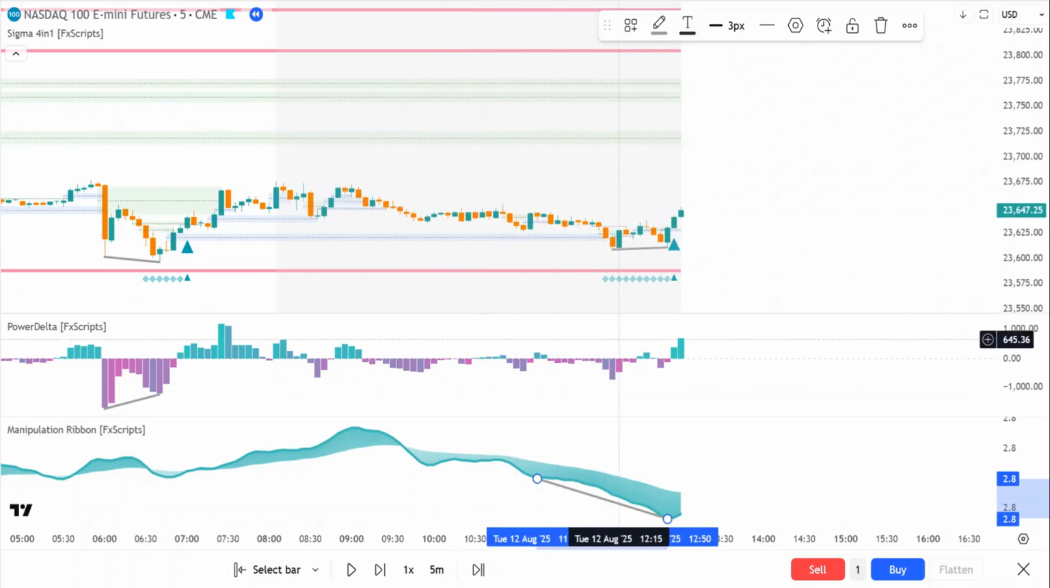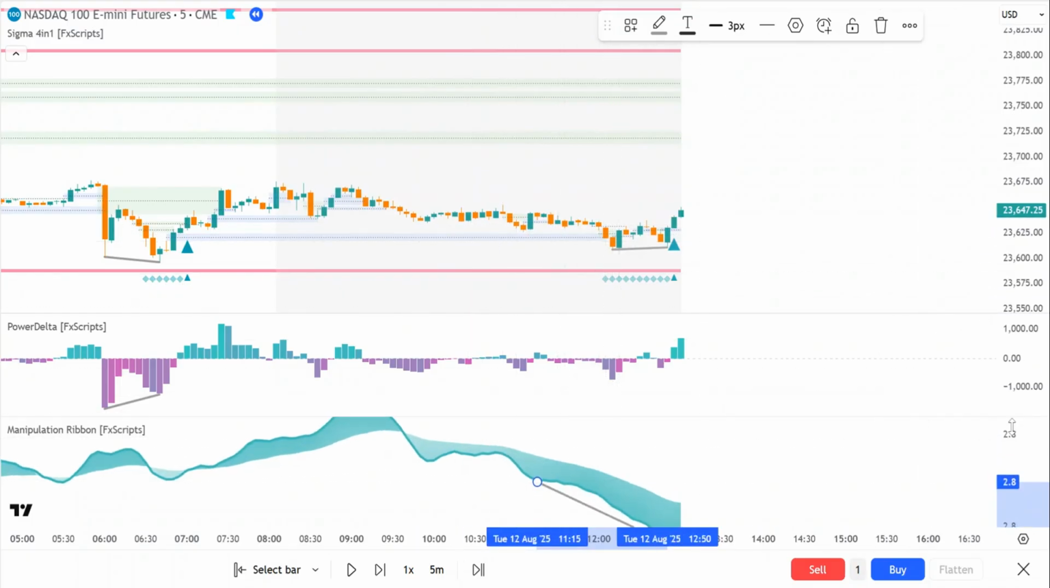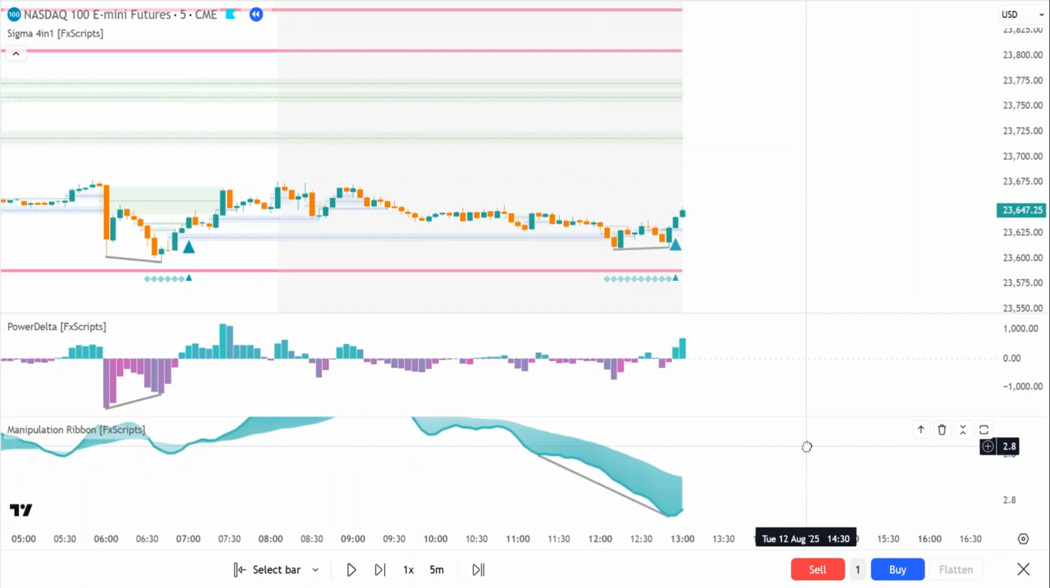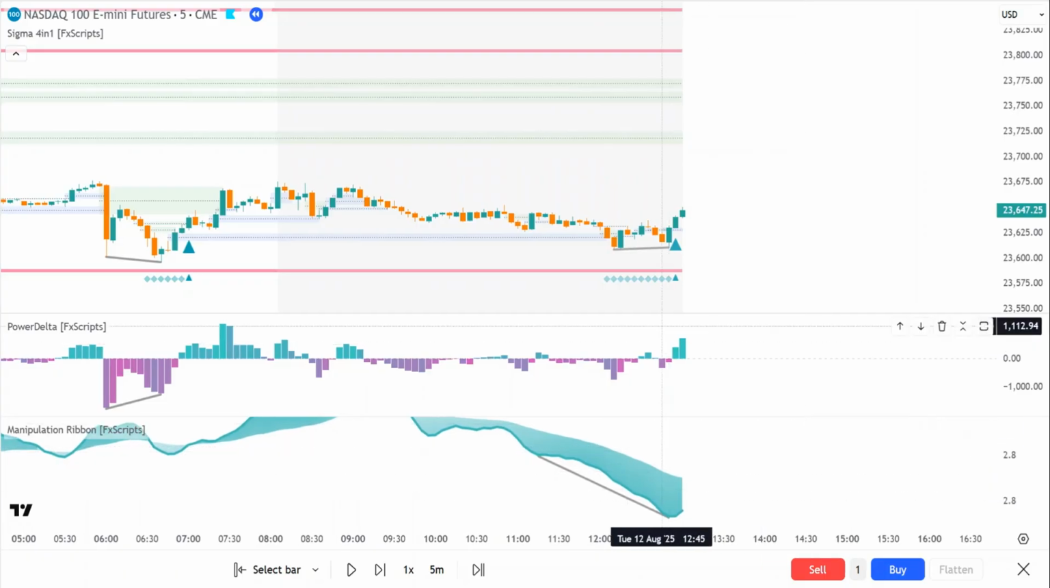And the exact opposite happened here. Price should have moved to the downside, but it didn't. It's telling you there's manipulation. They are holding the price up. We then get the reversal prints. We don't, however, get a liquidity sweep at this point.